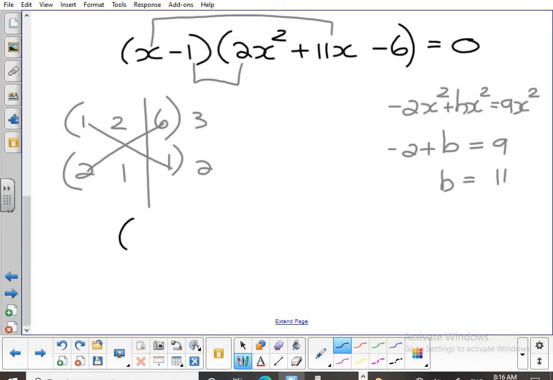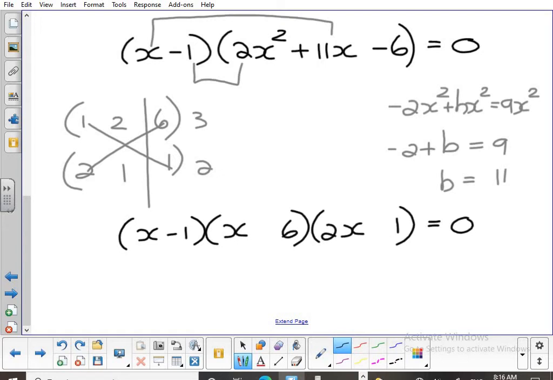So I'm going to get this. x minus 1, then it's an x and a 6, a 2x and a 1. Everything equal to 0. Don't forget that. Right, signs will be different. Biggest one is a plus, most definitely here, most definitely there.